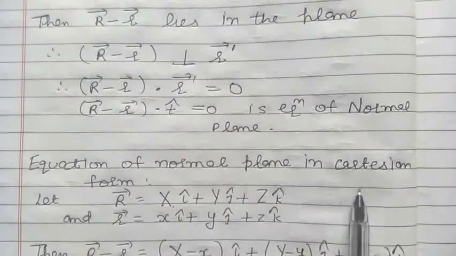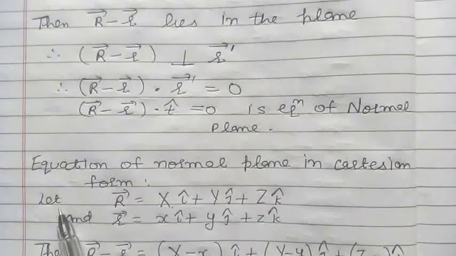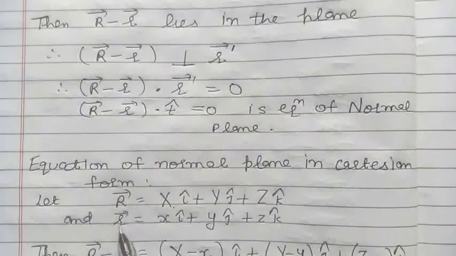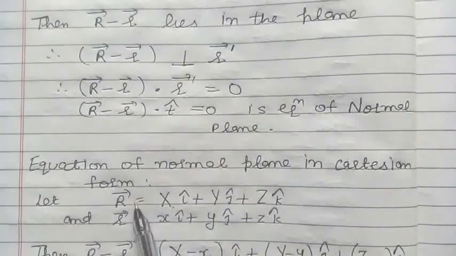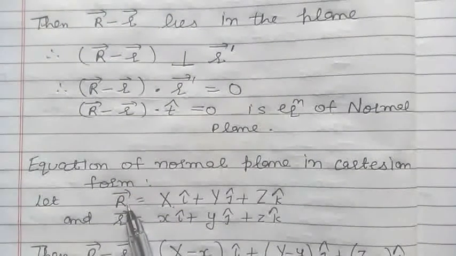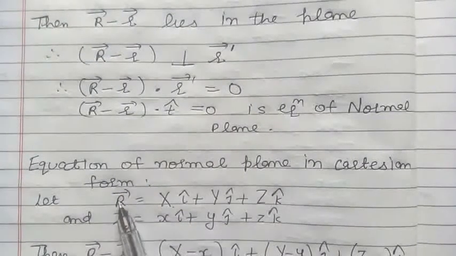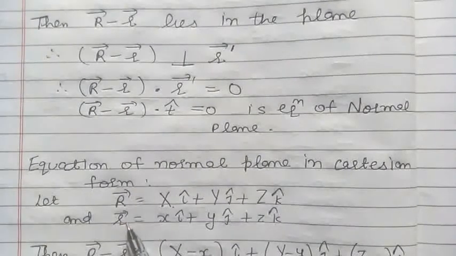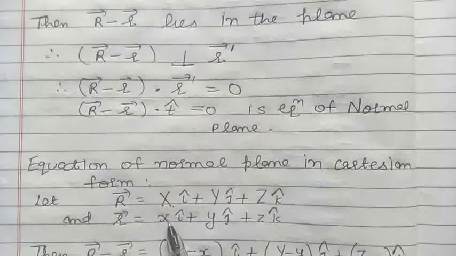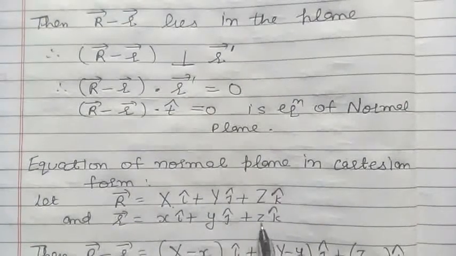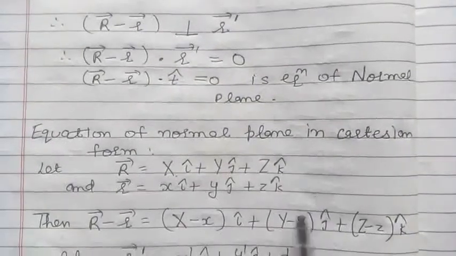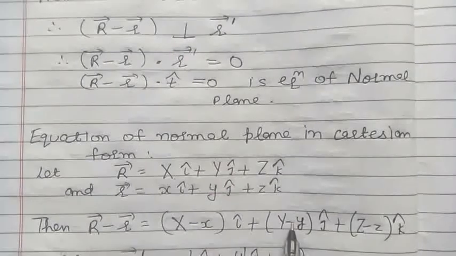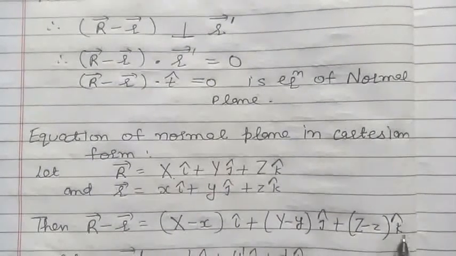In order to find the equation in the Cartesian form, let us take the position vectors of the moving point and the point P in the components form. So let us take the position vector of the current point as X i cap plus Y j cap plus Z k cap, and the position vector of the point P denoted by small x i cap plus y j cap plus z k cap. So let us find the vector R minus r. Now (X minus x) i cap plus (Y minus y) j cap plus (Z minus z) k cap.